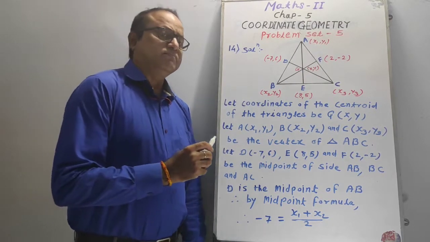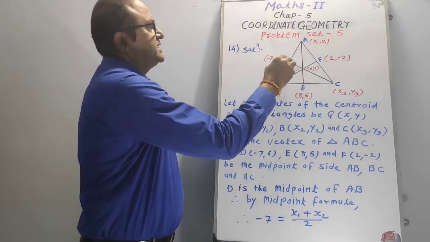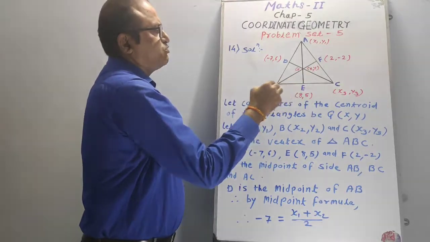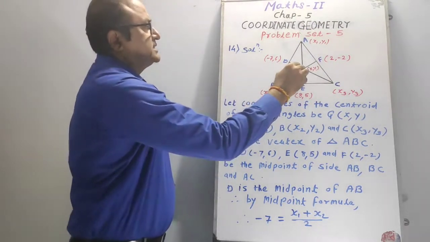First, draw the diagram. Triangle ABC. D is the midpoint of AB, E is the midpoint of BC, F is the midpoint of AC, and G is the centroid.